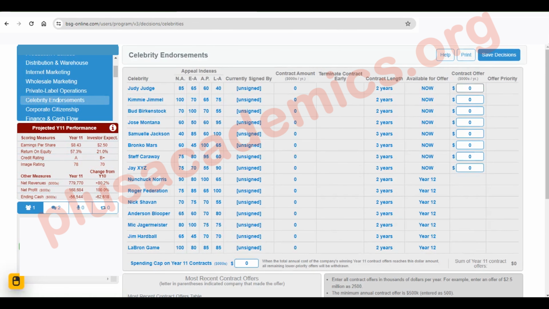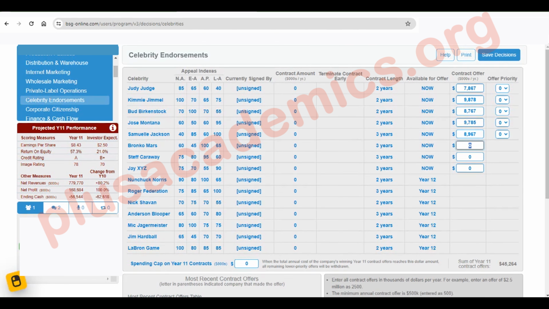When you go to the next section, which is celebrity endorsements, you can see we are spending maybe between 5,000 and 10,000 for each celebrity, depending on the average appeal index of each celebrity. But the goal is to try and figure out how much your competitors are going to spend, because usually the system will award the celebrity to the company or the team that's going to spend more money toward that celebrity. Therefore, make sure that maybe starting from year 12, you try to outbid your competitors, because by then you'll know how much each team is going to spend for a particular celebrity.